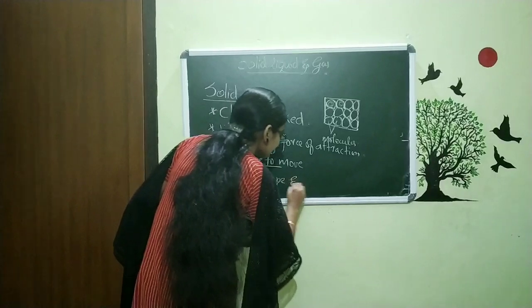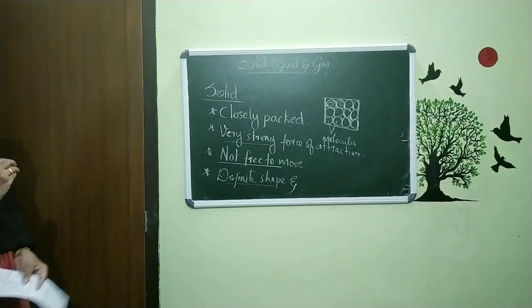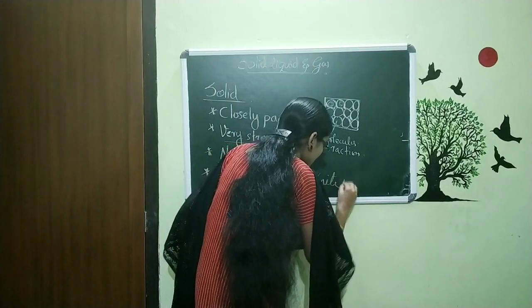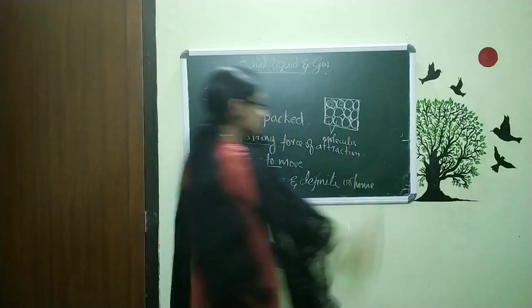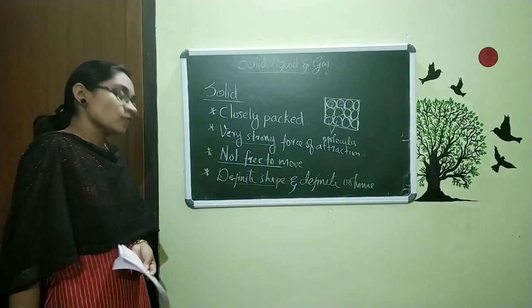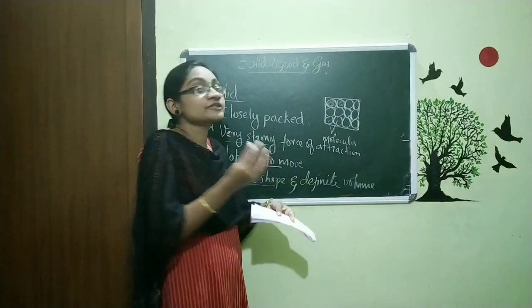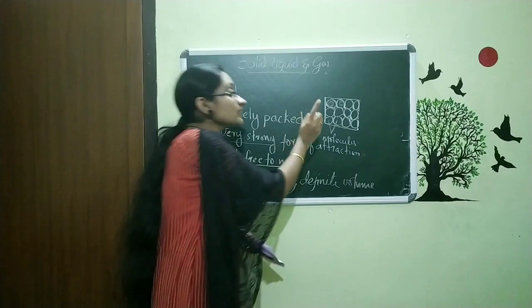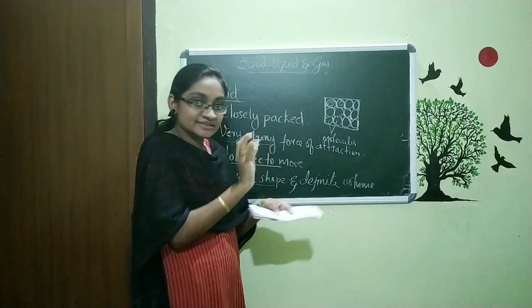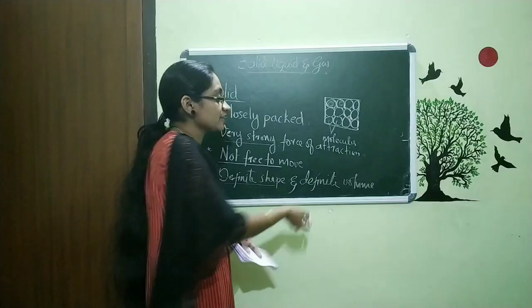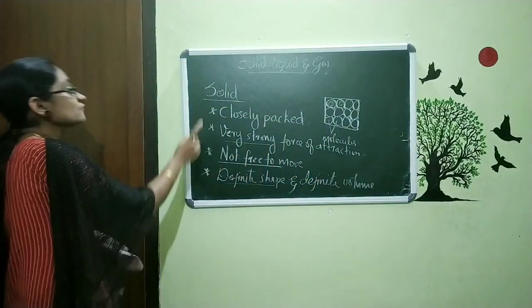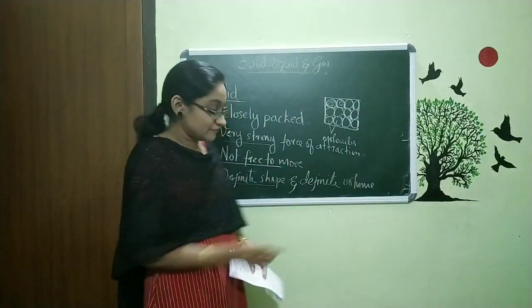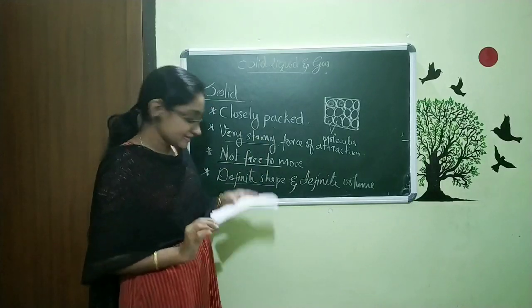And for solids, another point is that it has definite shape and definite volume. What is volume? Volume is nothing but the space required for this cube to stand. That means the cube needs a particular region to stay or stand. That is what volume is. So, we can say solids have definite shape and definite volume.